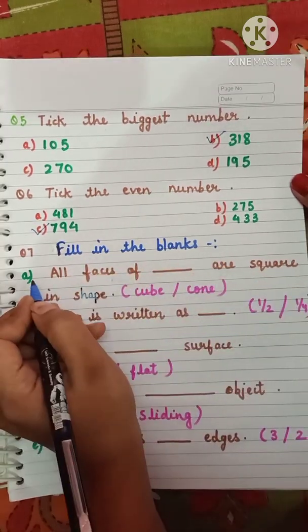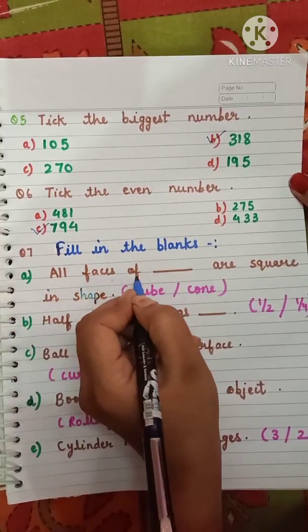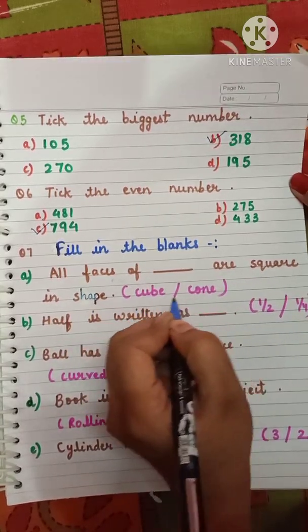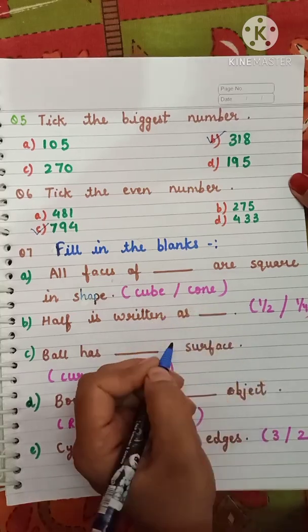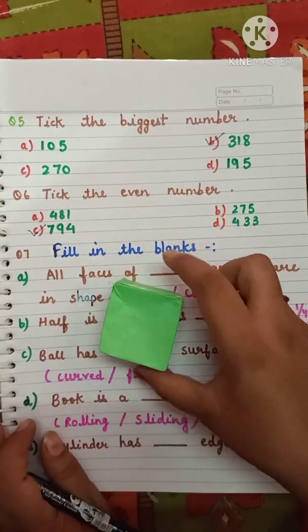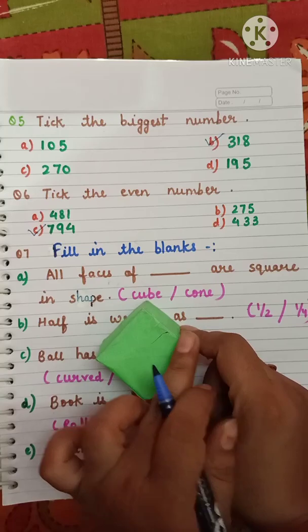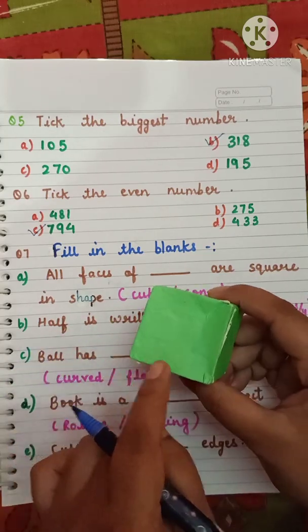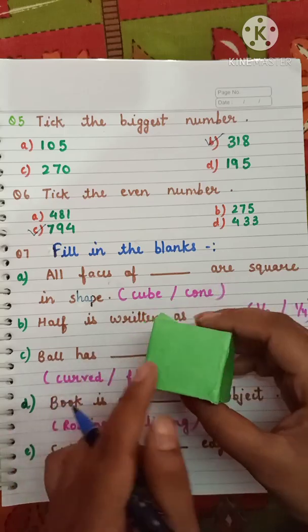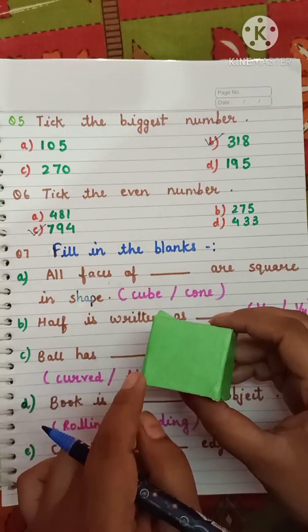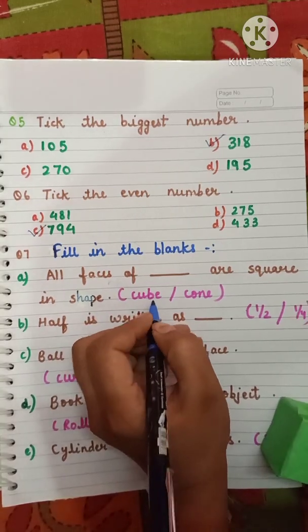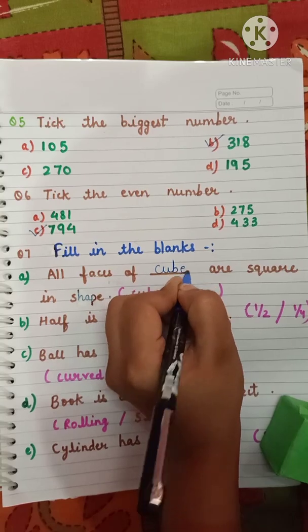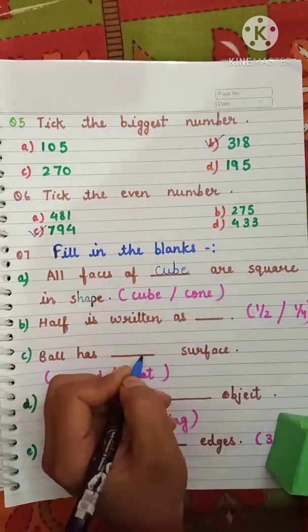Question number 7. Fill in the blanks. A part. All faces of dash are square in shape. Two options are given here, cube and cone. Look here, this is a cube and these are the faces of the cube. And we can see that all the faces are square in shape. So that means cube is the correct answer. All faces of a cube are square in shape.